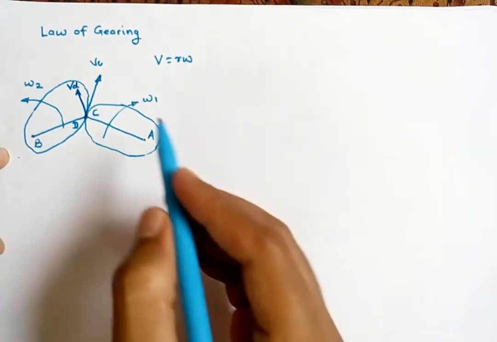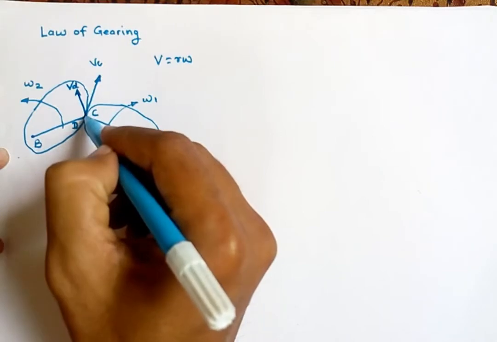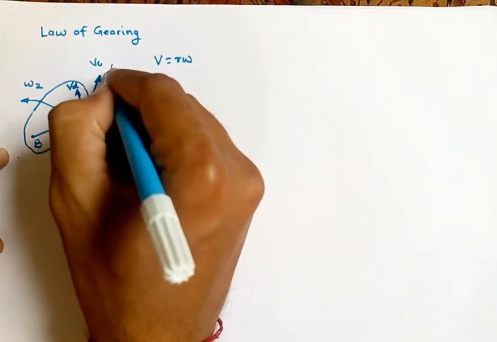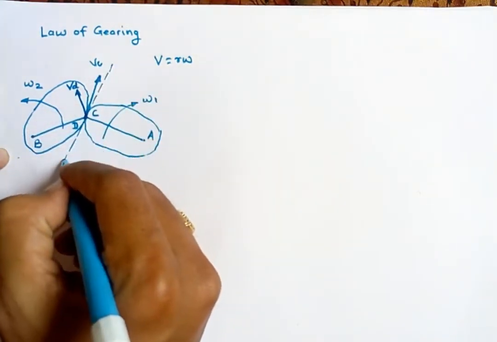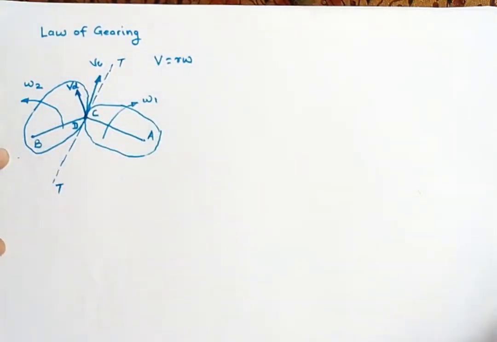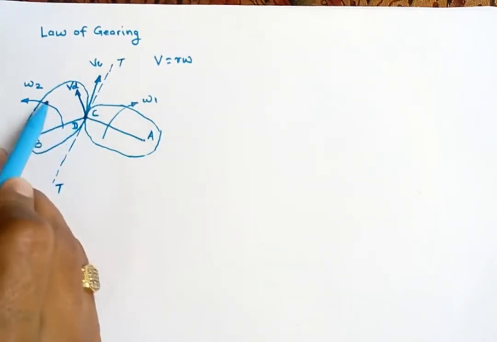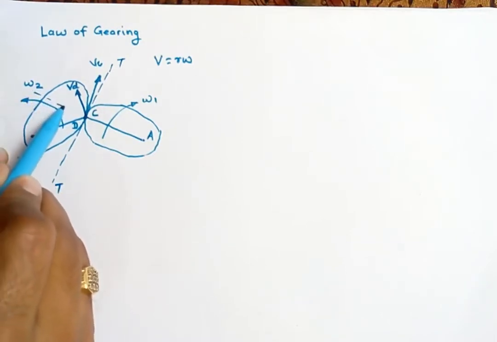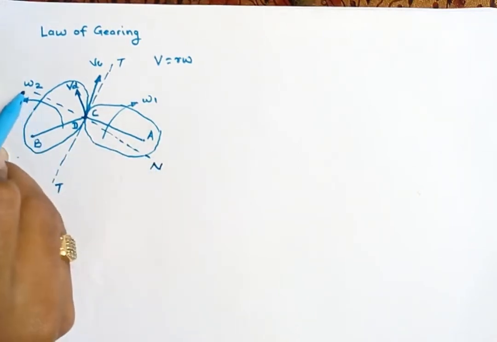Now next step is to draw the common tangent from the point of contact. So from point C or D, draw a line which is tangent to both the profiles. So this TT line is the common tangent. Now draw a line perpendicular to TT from point C, which means we are trying to draw the common normal. So common normal is represented by capital N.